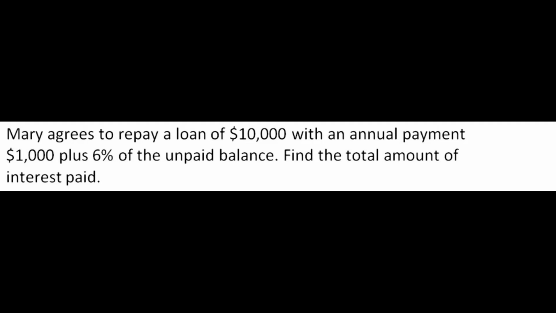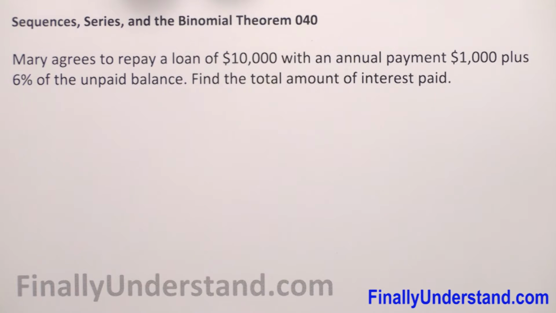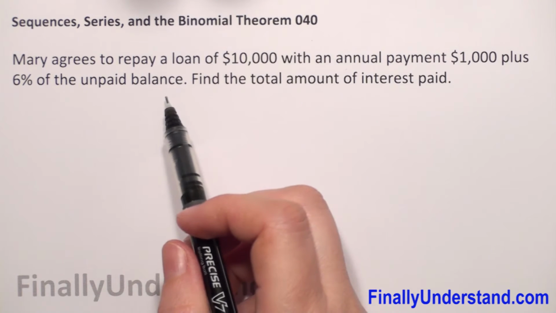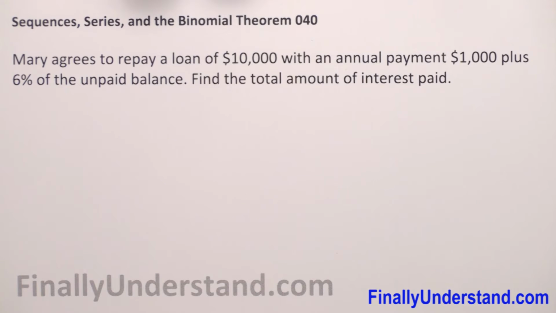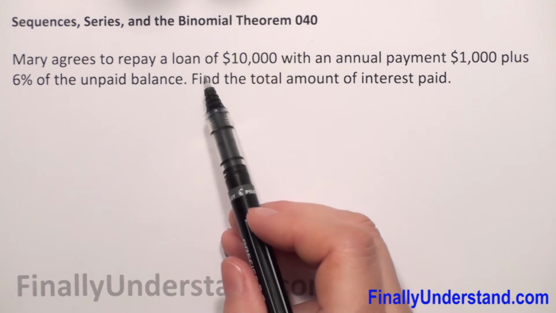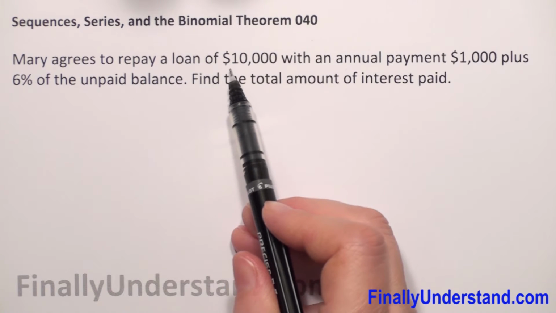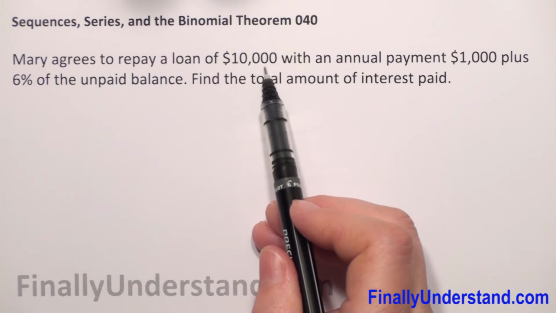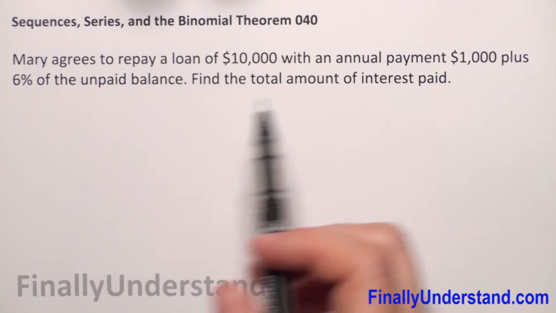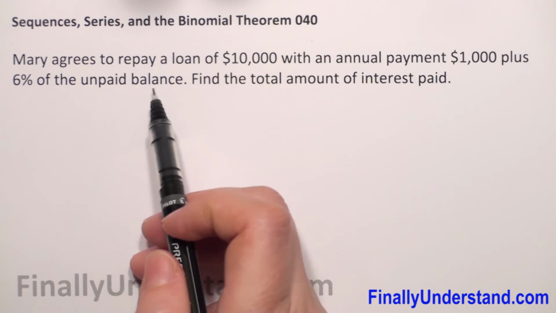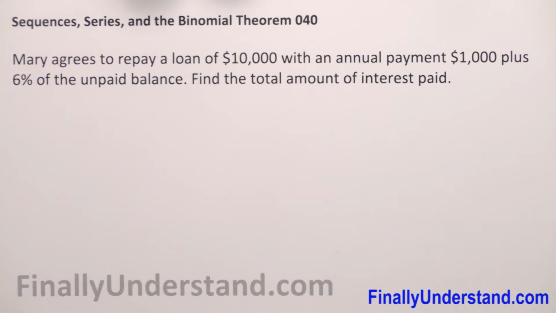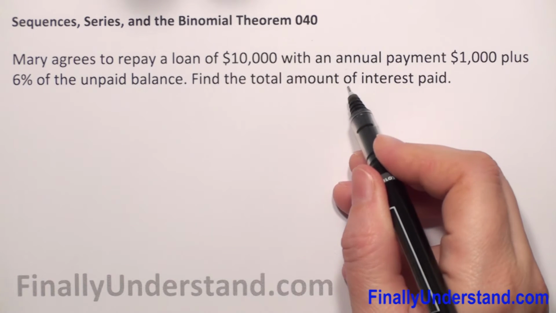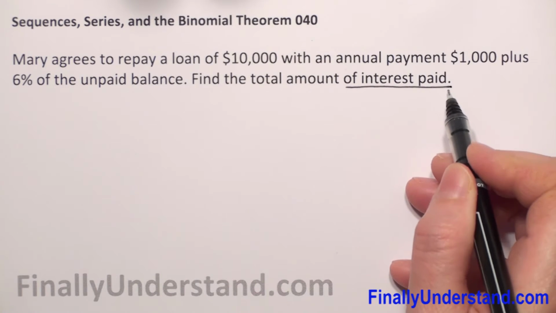Mary agrees to repay a loan of $10,000 with annual payment $1,000 plus 6% of unpaid balance. Find the total amount of interest paid. We have that she has to repay a loan of $10,000 and she will pay $1,000 plus 6% of unpaid balance. We have to find the total amount of interest paid.